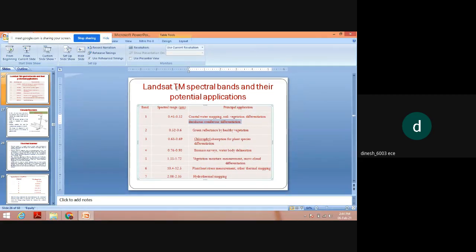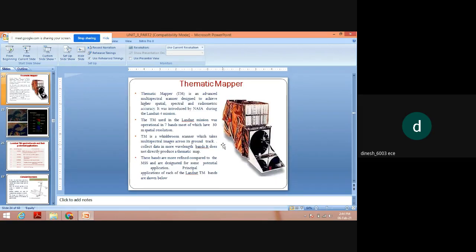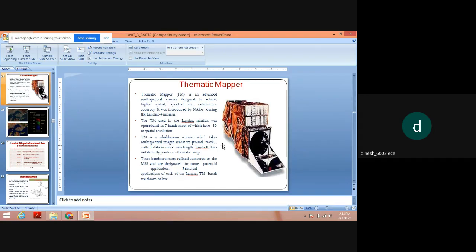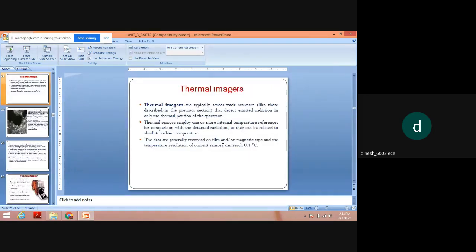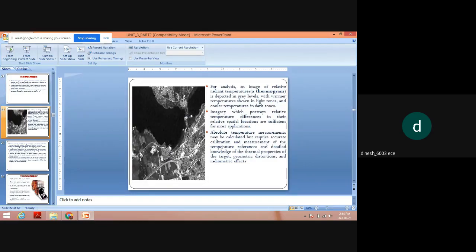Keep in mind this is a thematic mapper. So the thematic mapper principle is dealing with temperatures. This thematic mapper comes from your thermal images. So for analysis, an image of relative radiant temperature, a thermogram, is displayed in gray levels with warmer temperature shown in light tones and cooler temperature shown in dark tones. You can see an imagery which portrays relative temperature differences and their relative spatial locations are sufficient for most applications.